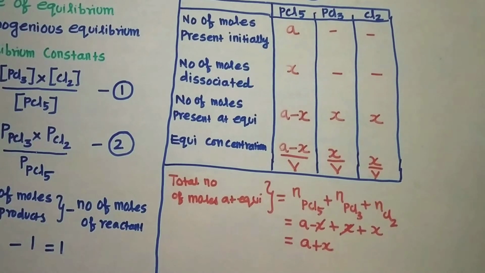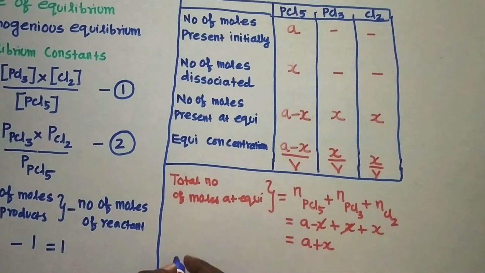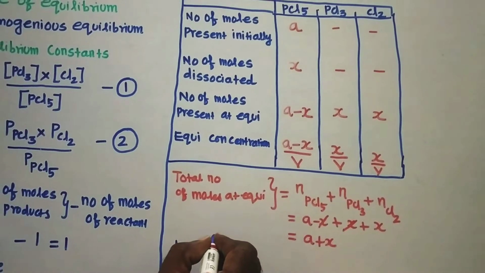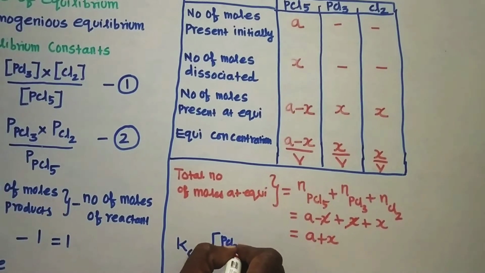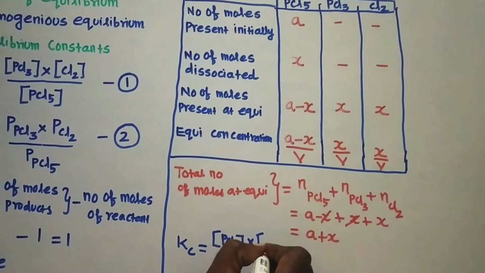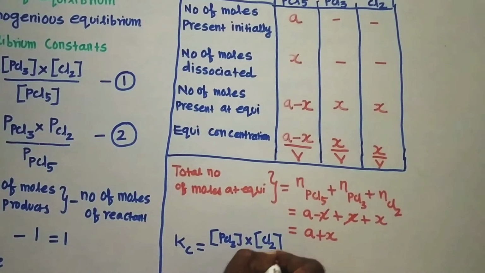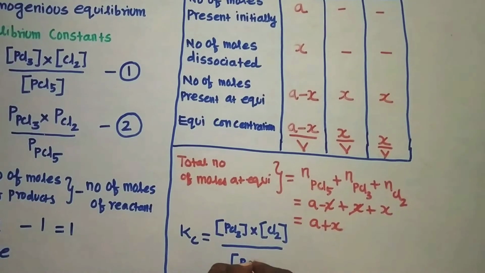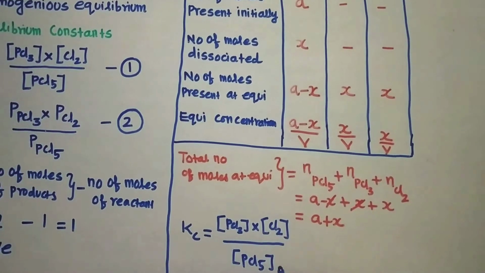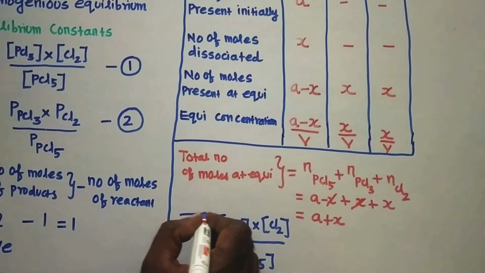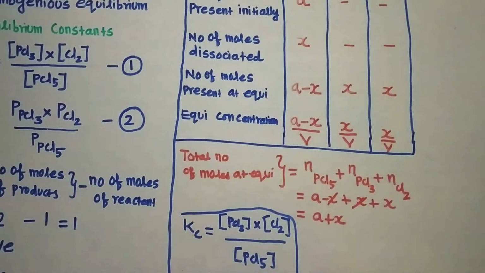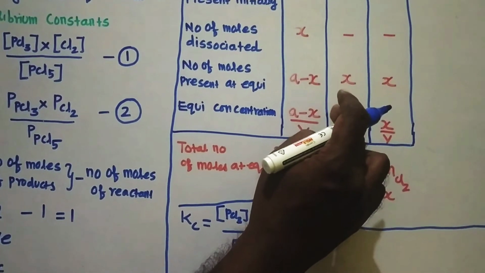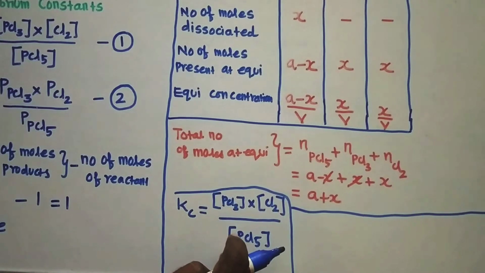Now we are going to find out the value of Kc. I am going to take equation number 1, that is Kc is equal to the concentration of PCl3 into the concentration of Cl2, divided by the concentration of PCl5. Now I am going to substitute the equilibrium concentration values in this equation.